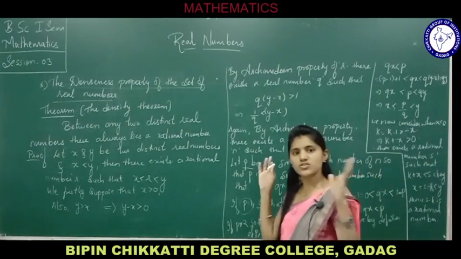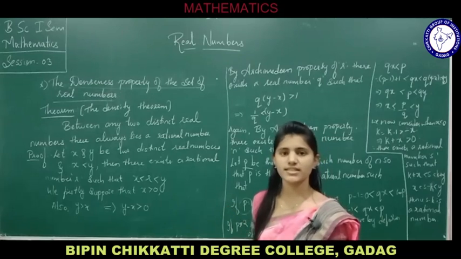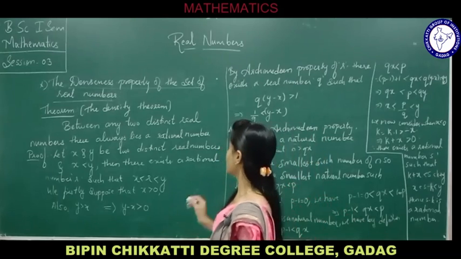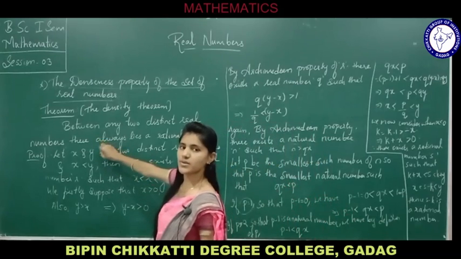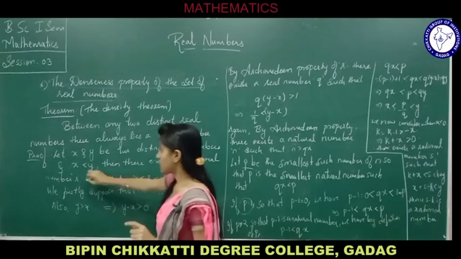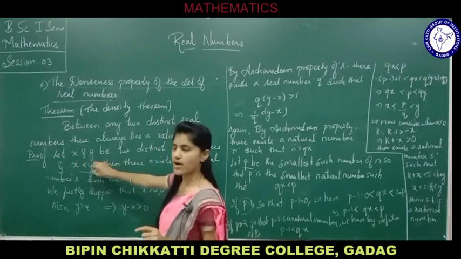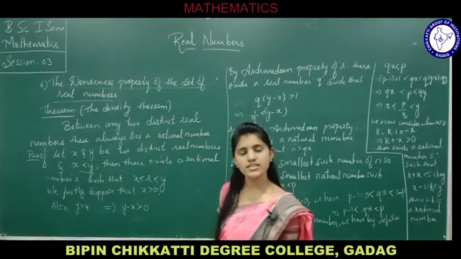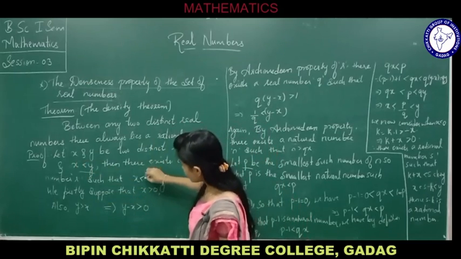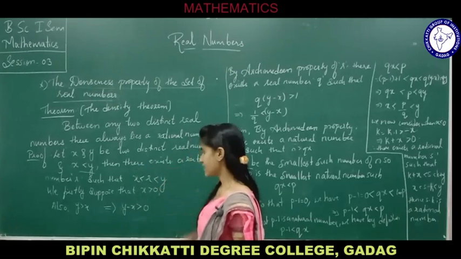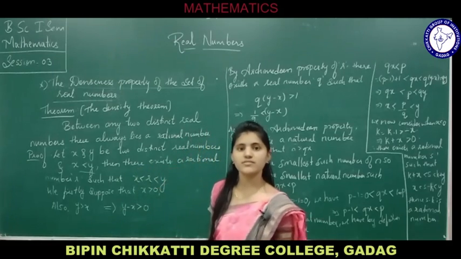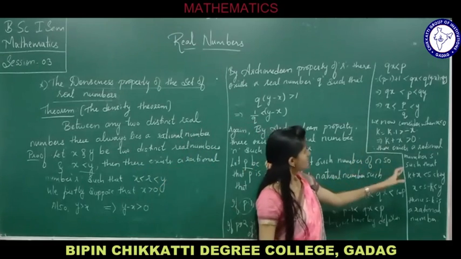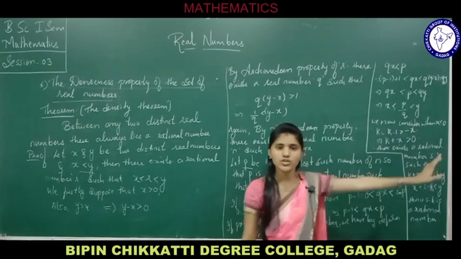We mean to just show that for any two different real numbers, in between we have a rational number. For that, we considered X and Y, two distinct real numbers, with the condition that X is less than Y. Then there exists a rational number R, which is greater than X and less than Y. To prove this, first we consider X greater than 0 and secondly X less than or equal to 0.